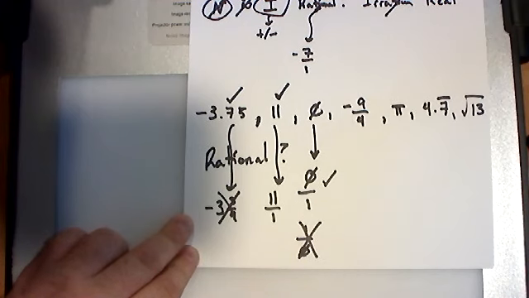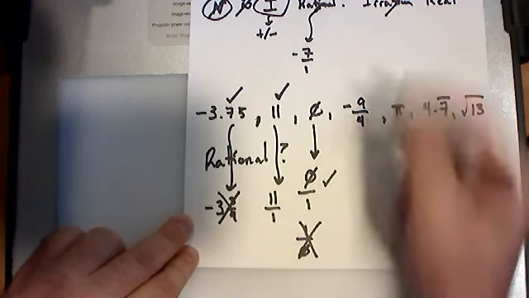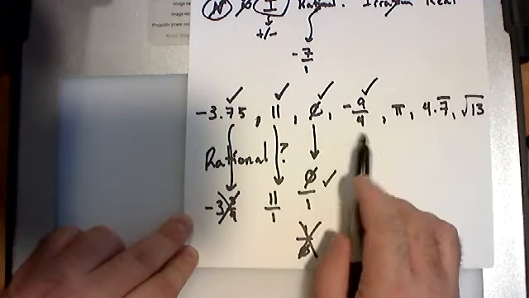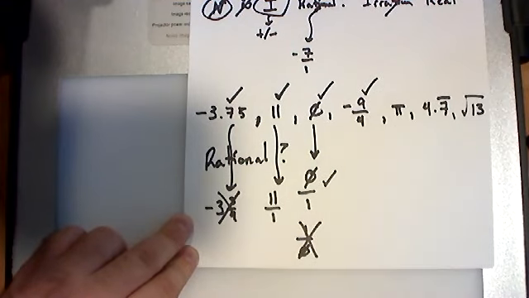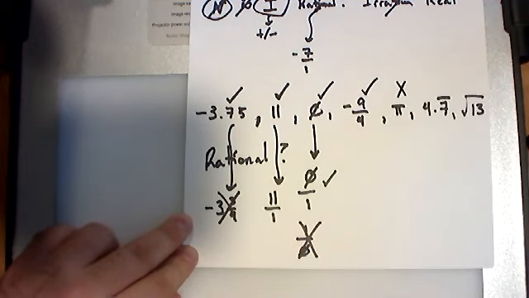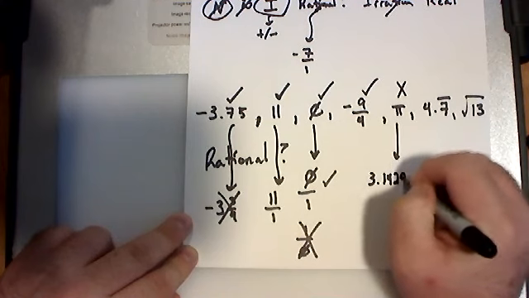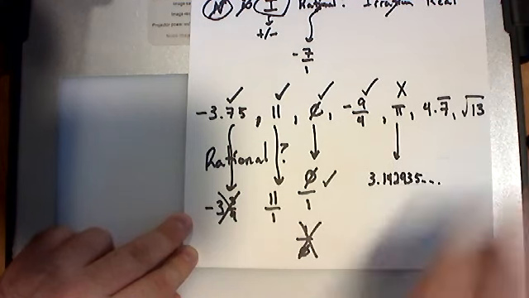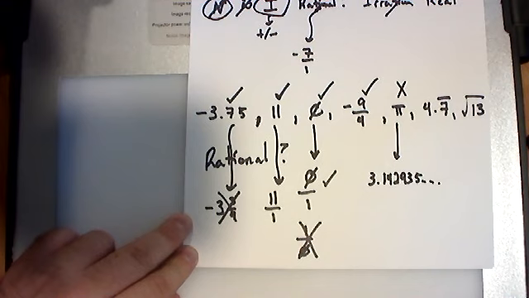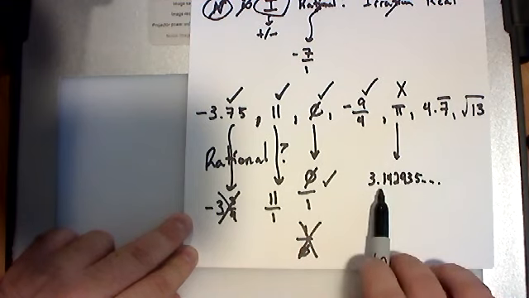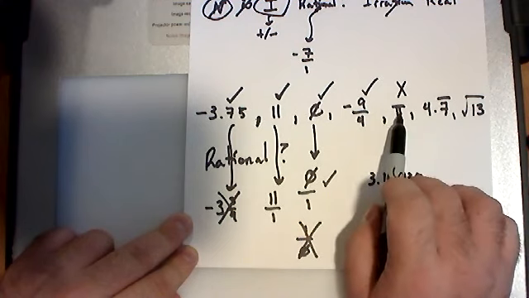-9/4, is that rational? Well, yeah, because it's a regular fraction. So yeah, it's rational. So is 0. That's just a normal fraction. Positive, negative, doesn't matter. Pi. Well, you know pi is not rational because I told you it's not. But why not? Because again, if you wrote out the decimal, it never ends, it never repeats, it never stops. If a decimal doesn't stop, if a decimal doesn't repeat, then it is not rational.